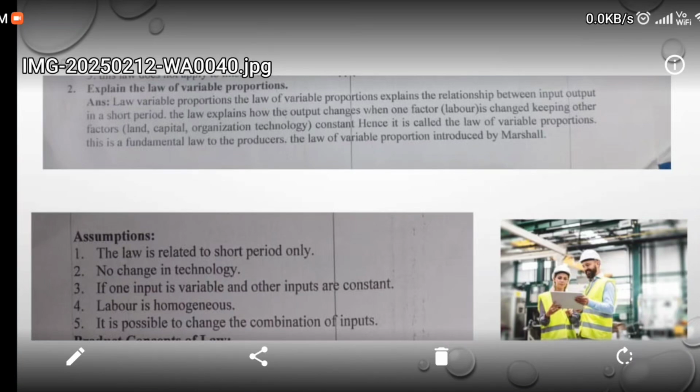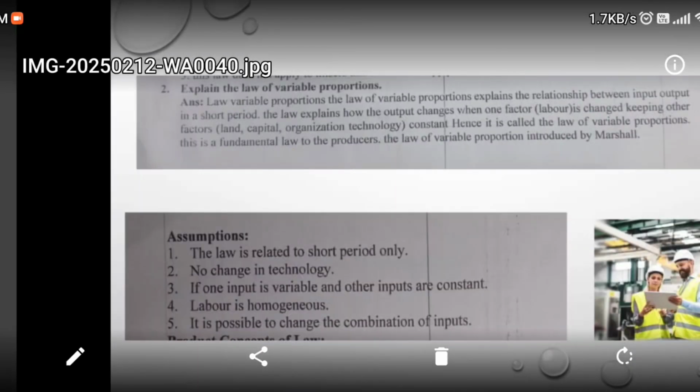This theory depends upon some assumptions. The law is related to the short period only. No change in the technology. If one factor is variable, other inputs are constant. Labor is homogeneous. It is possible to change the combinations of other inputs.